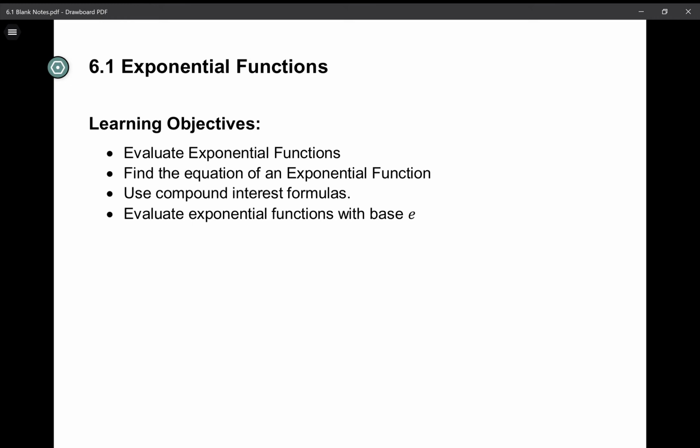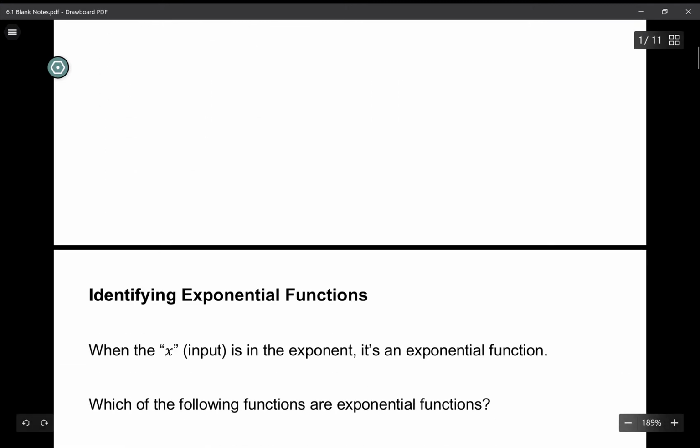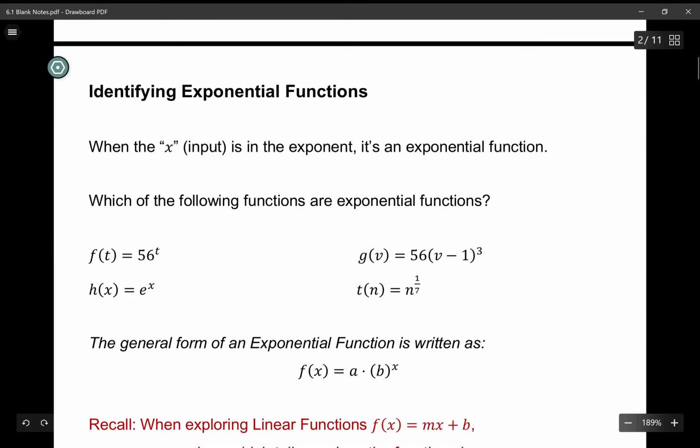Welcome to section 6.1, where we'll be talking about exponential functions. All right, our objectives for this section are to be able to evaluate exponential functions, find the equation for an exponential function, use compound interest formulas, and then work with exponential functions that use base e. All right, let's get started and talk about identifying exponential functions.